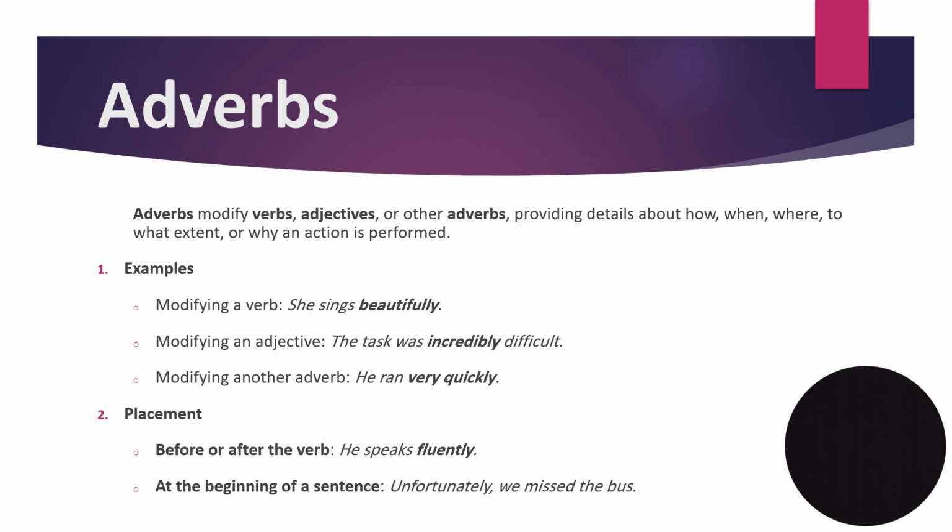For example, modifying a verb: she sings beautifully. How does she sing? Beautifully. Modifying an adjective: the task was incredibly difficult. Modifying another adverb: he ran very quickly. So here, very and quickly are both adverbs. Placement, before or after the verb: he speaks fluently, so it comes after the verb. At the beginning of a sentence: unfortunately, we missed the bus, but it must be followed by a comma.